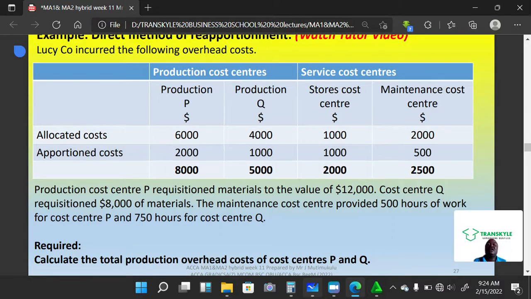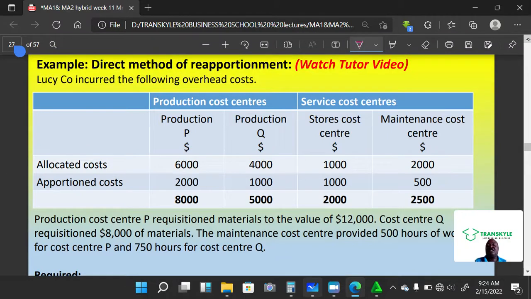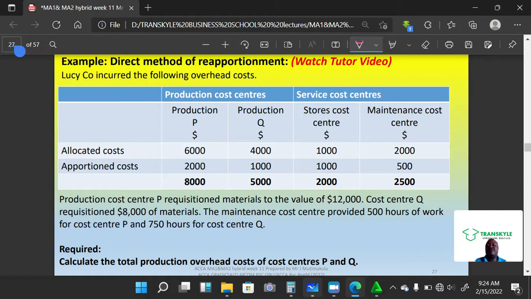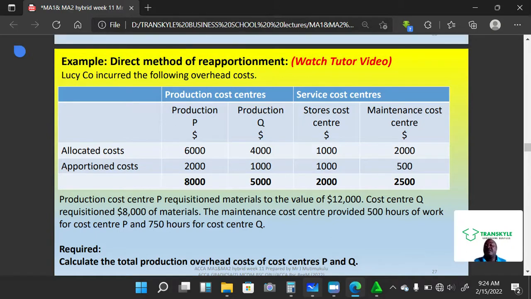We have got Lucy core, and I've indicated in the slide that you just have to make use of the tutor video to go through this process so that you won't have difficulty in understanding the concepts. There is Lucy core, which includes the following overhead costs. There are production cost centers as usual, those tables, and then allocated costs, apportioned costs.